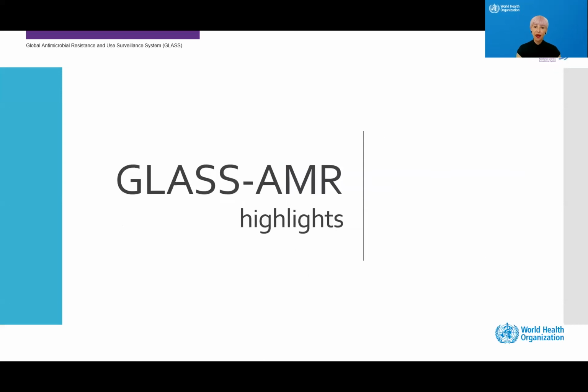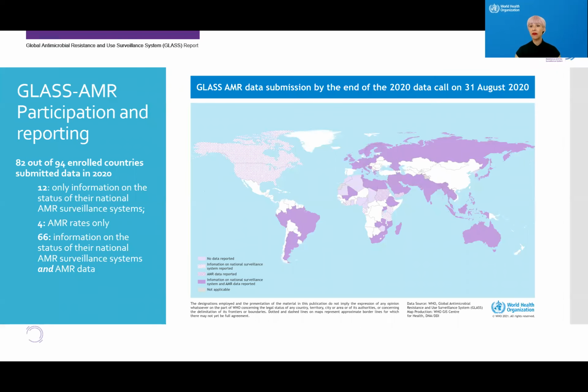In terms of highlights for GLASS AMR, by the end of the AMR data call on the 31st of August 2020, we had 94 enrolled countries, of which 82 actually provided data to us. You can see here on the right a map that differentiates, based on color, the type of data that the countries have reported to us.